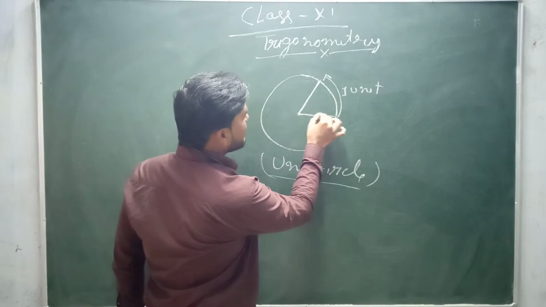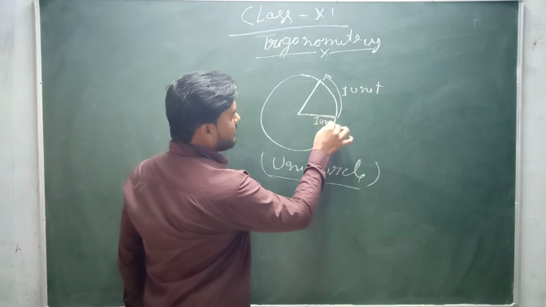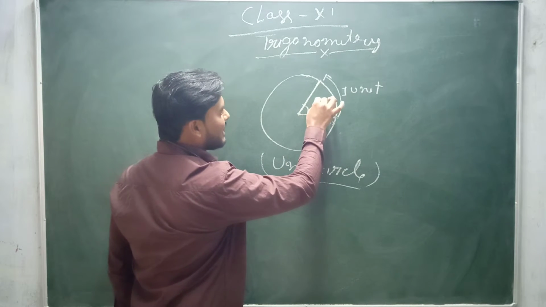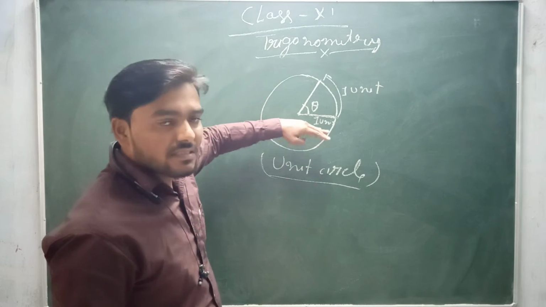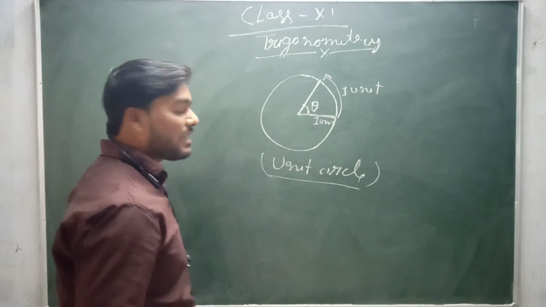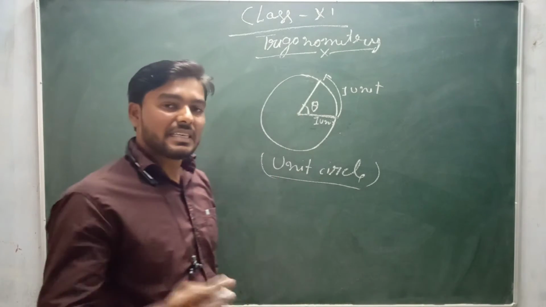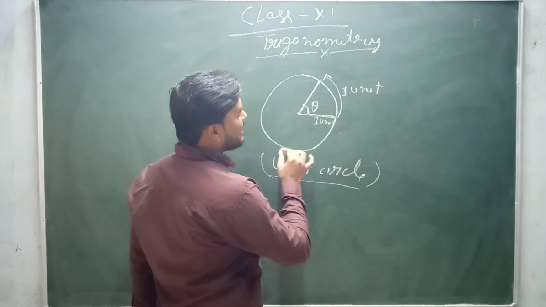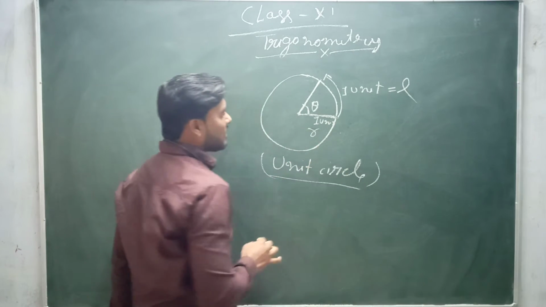Then it will create an angle here. Let's take it as theta. This is angle theta, this is the radius equal to 1, and this is an arc of 1 unit. Then what is radian? Radian is an arc of 1 unit in a unit circle. So let's take the arc as L and the radius as R.